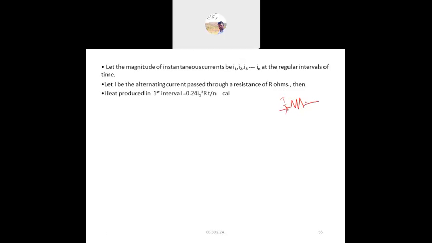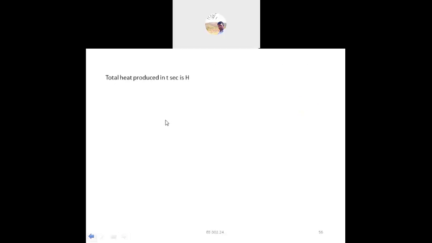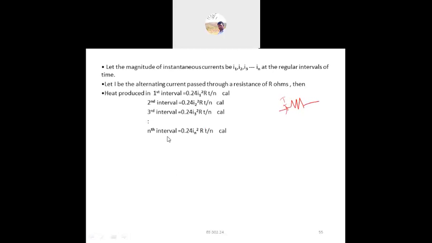So the alternating current passes through the resistor R ohms, and the heat produced in the first interval is 0.24 I1 squared R T by n. Then the second interval, and so on up to n intervals. These are standard calculations, so don't worry about them, just carry forward.